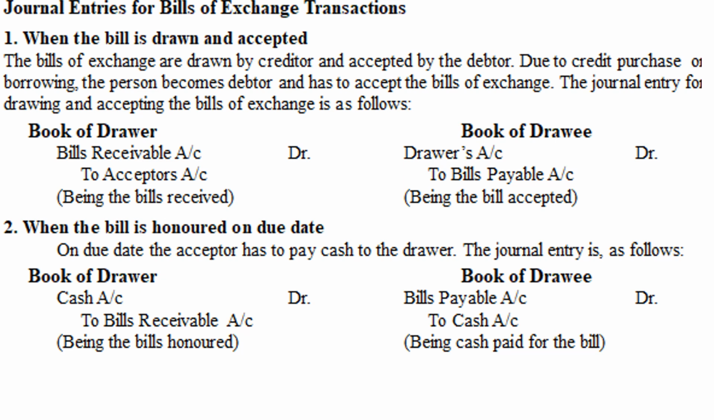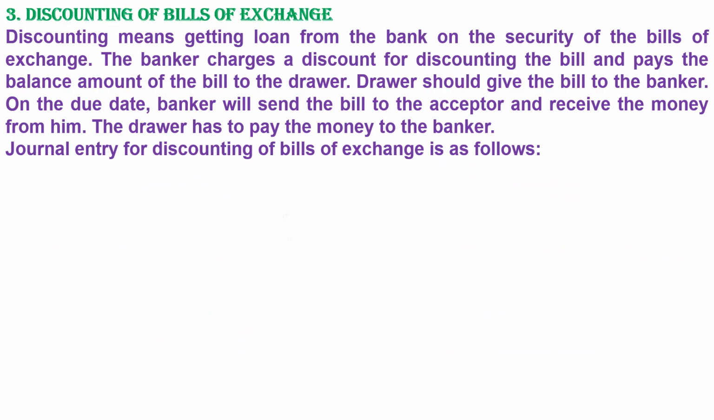In the book of drawer, it's written as cash account debtor to bills receivable account, being the bills honored. In the book of drawee, it's written as bills payable account debtor to cash account, being the bill honored.